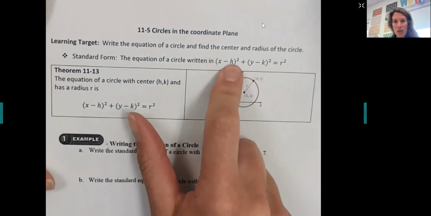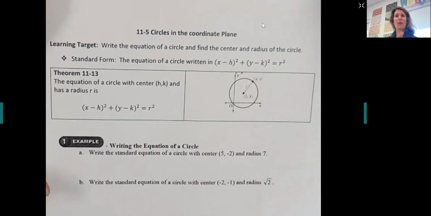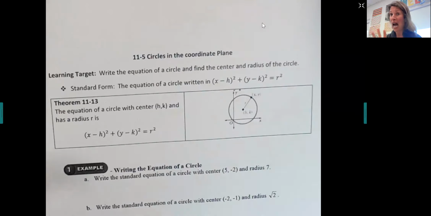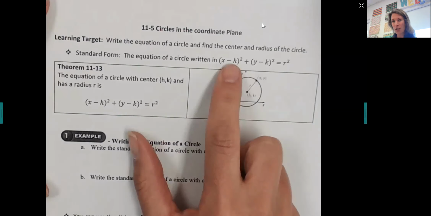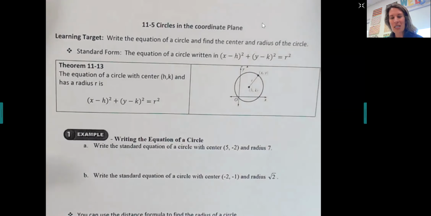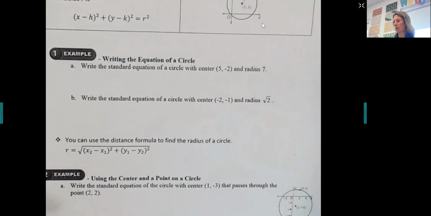So here's the equation. Now it looks like a lot of letters. I promise you it's not that bad. Essentially, we need to find where our center is in the x value and in the y value, and then find our radius. We're going to work on that in example 1.